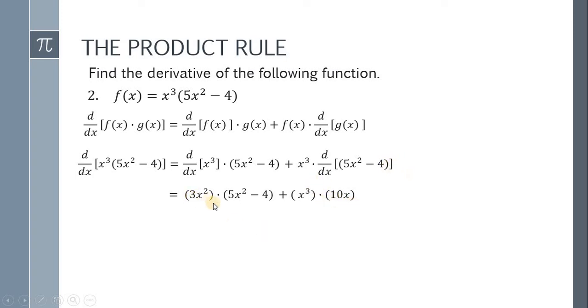Next, distribute natin yung 3x squared, we get 15x raised to the 4th power minus 12x squared. Plus, yung product ng x cubed saka 10x, we have 10x raised to the 4th power. Now, combine similar terms, we get 25x raised to the 4th power minus 12x squared, and we're done.